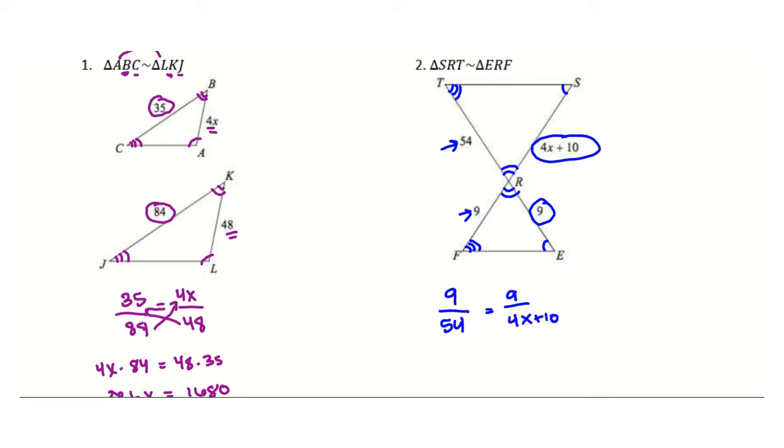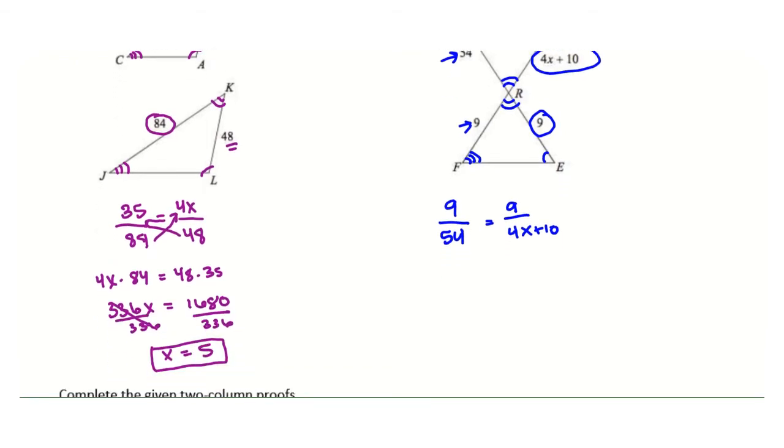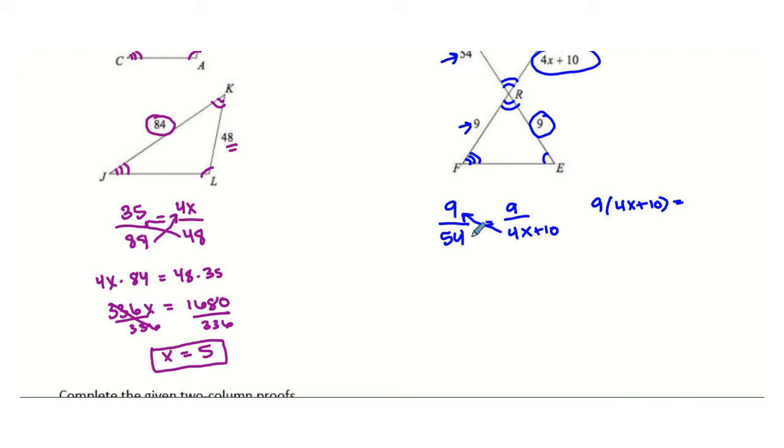Once you have your proportions set up, then you're going to do cross multiplication. So here I'm going to do 9 times 4x plus 10 is equal to 9 times 54. You'll notice that because I have two terms here, I use parentheses. So that 9 is being multiplied by both terms, so you have to be sure that you distribute. So when you do that, you get 36x plus 90 is equal to 486.